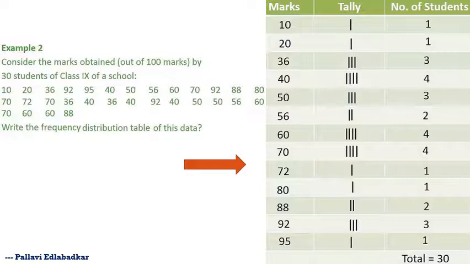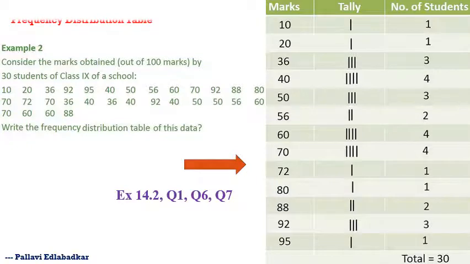of the data. Depending on this discussion, you can solve question number 1, 6 and 7 from exercise 14.2. This is called as ungrouped frequency distribution table or simply a frequency distribution table.